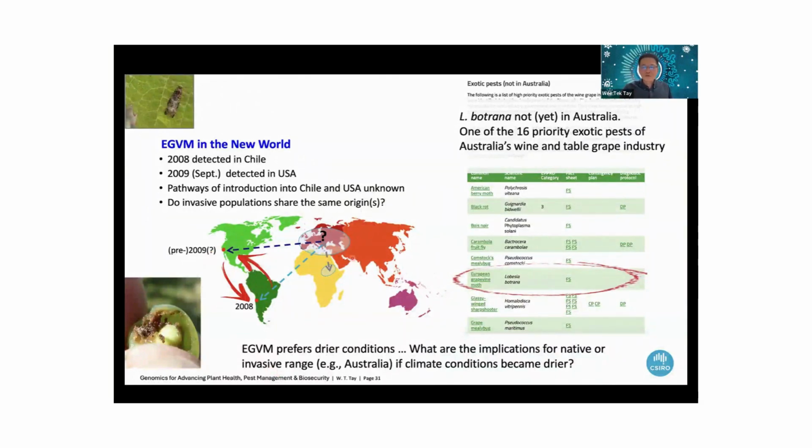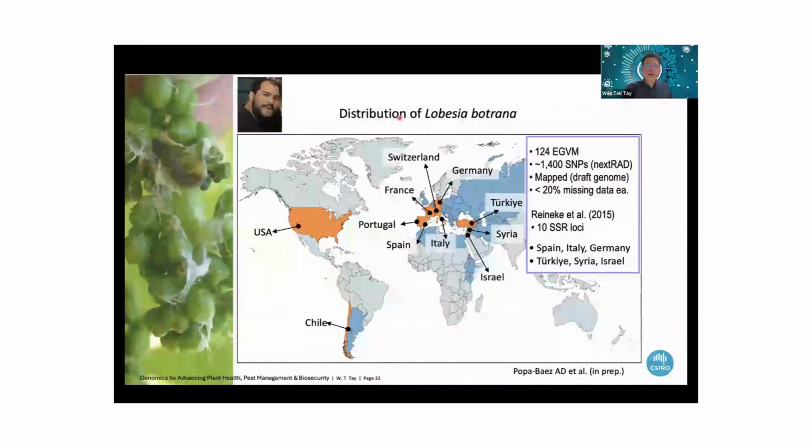But Lobesia botrana, or European grapevine moth, is a really important pest to the Australian wine industry. It is one of the top 16 priority exotic pests that the Australian wine and table grape industry is trying to keep out. This work was led by Angel, who was previously in my team. We're looking at populations representing the native region across the Mediterranean basin, from Western Europe to just bordering Asia, in Turkey, Syria, and also in Israel, as well as a population from Chile.